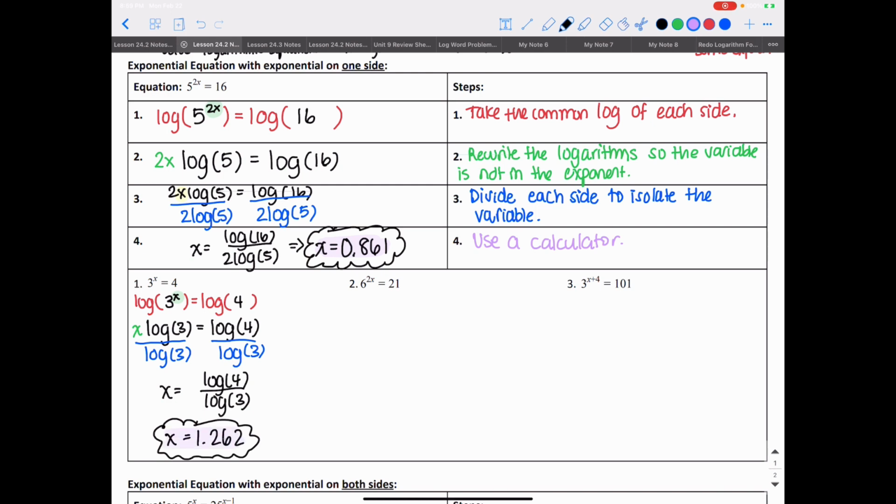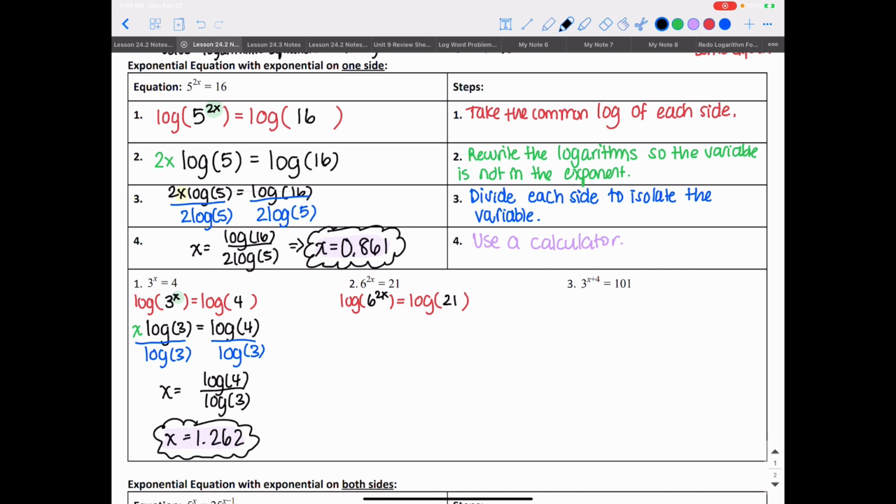For the next one, I'm going to do the same thing. I'm going to start by taking the log of both sides. So I take the log of the left, take the log of the right. So in the left logarithm, I'm going to have 6 to the 2x power. In the right logarithm, I'm going to have 21. I just took the log of both sides.